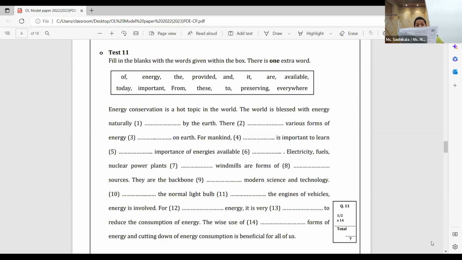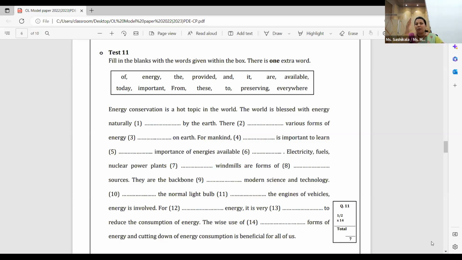For number 12, preserving energy. It is very important here, very important to reduce the consumption of energy. The wise use of these forms of energy and cutting down of energy consumption is beneficial for all of us.